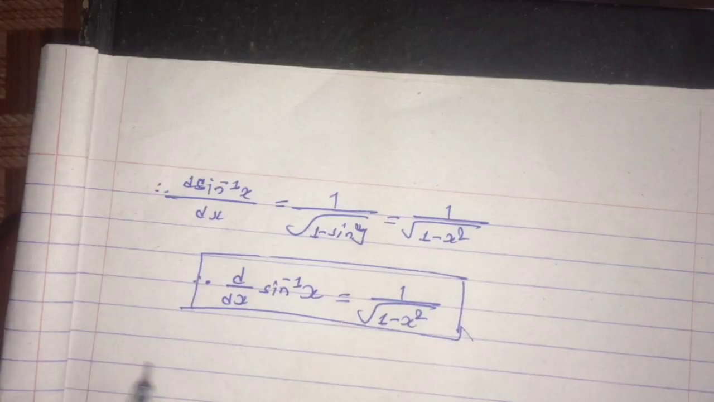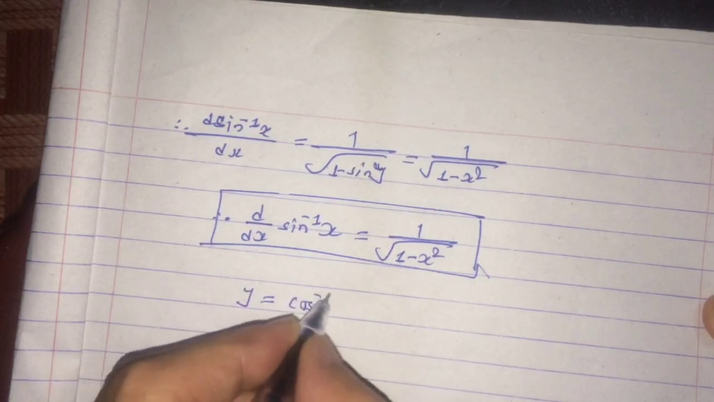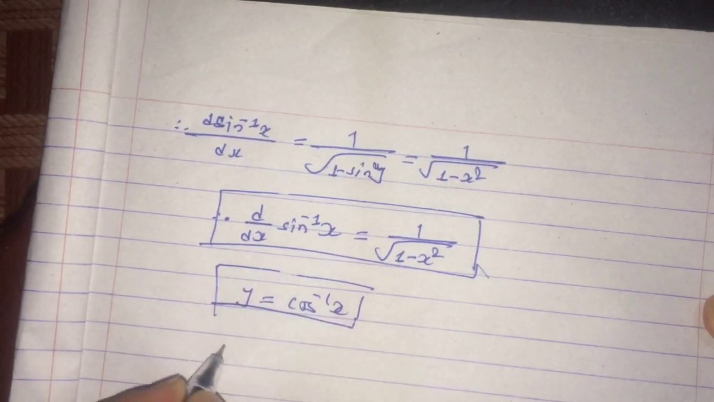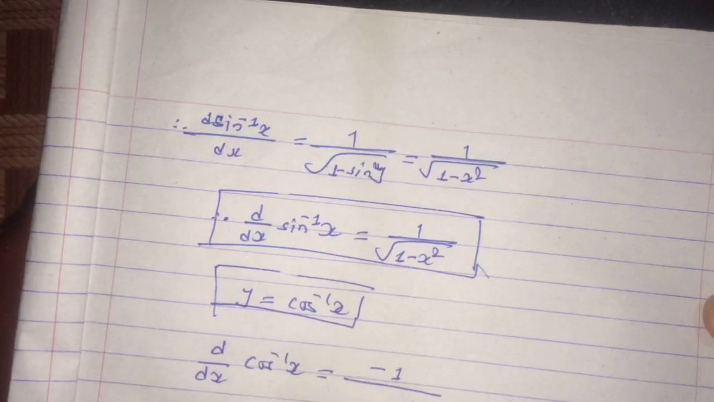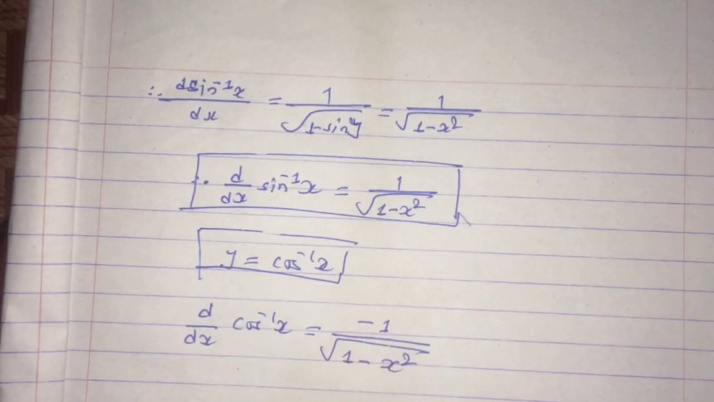Okay, this was in this video. Similarly, you can try finding the derivative of y is equal to cos inverse x. Please try it once. Its derivative should be d cos inverse x is equal to minus 1 by root under 1 minus x square.